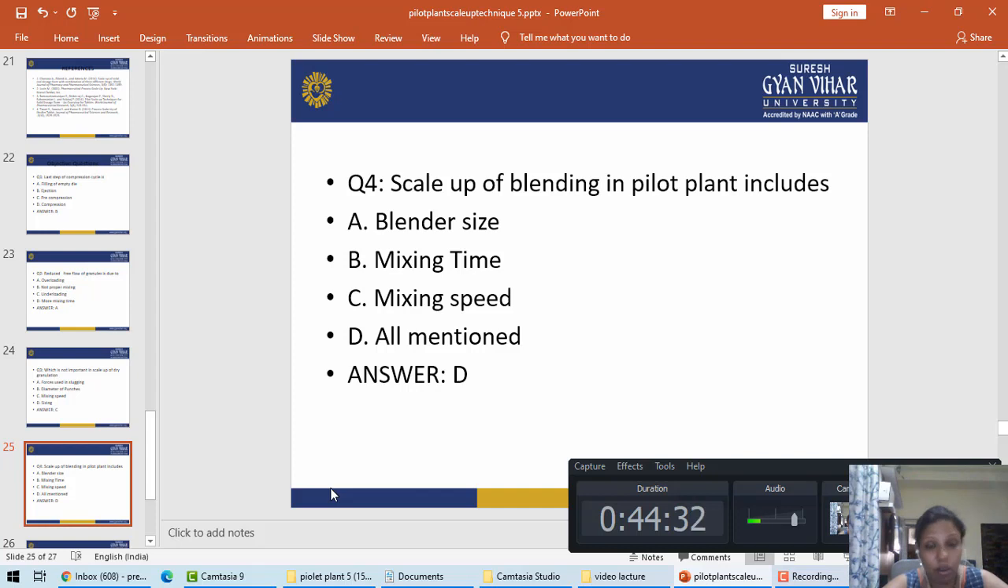In the case of a blender also, blender size, yes, it is important. Mixing time, yes, it is also important. Mixing speed is equally important. So the answer is all mentioned, I think. So the answer is D. Answer D is correct, all mentioned.